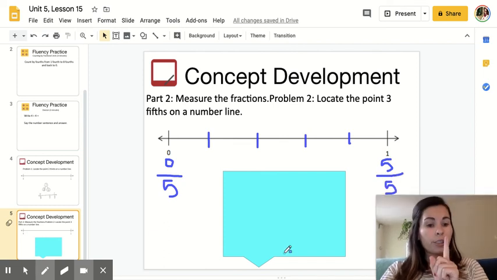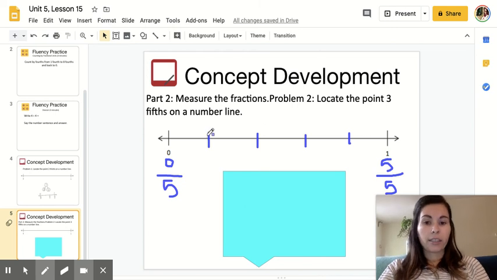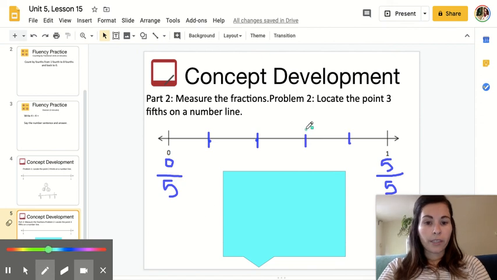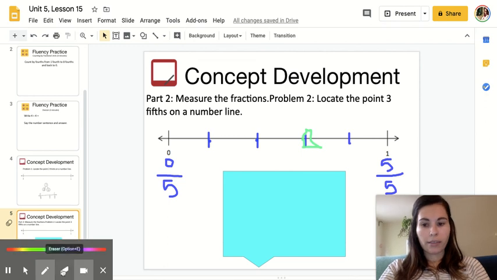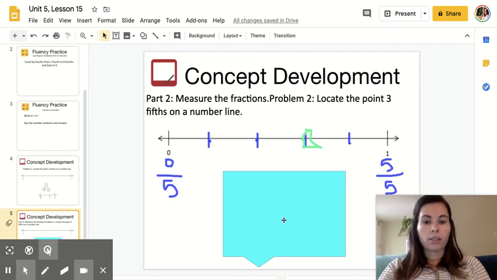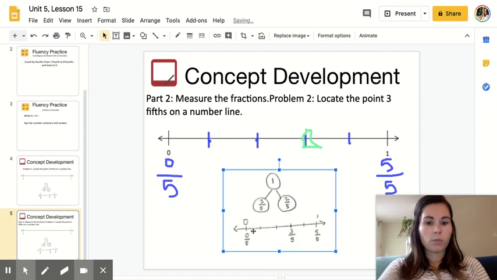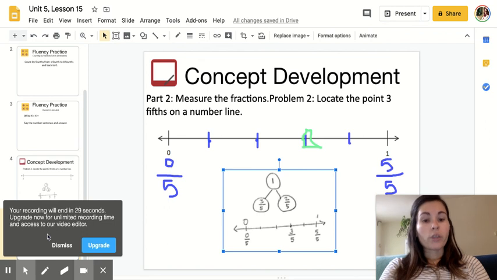Now, using your finger, point on the screen. Where would be 3/5? Exactly. If you said 1/5, 2/5, 3/5, and pointed right here, ooh, you would be correct. On the number line, this would look like 0/5, 1/5, 2/5, 3/5. Right here, 4/5, 5/5.